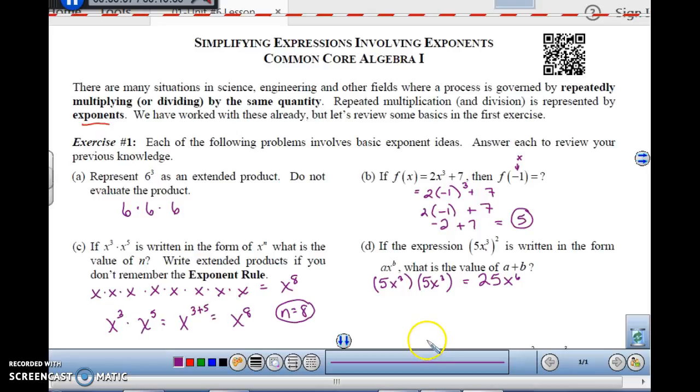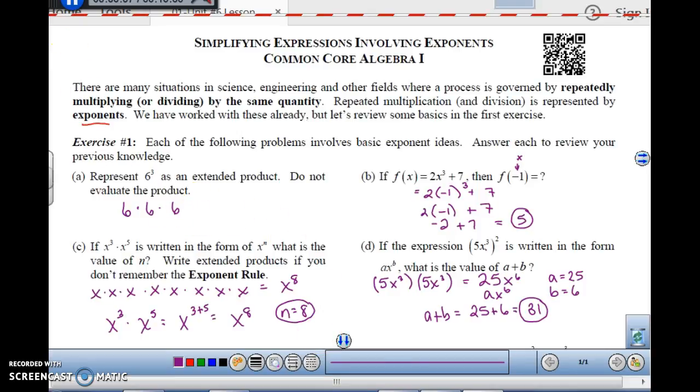Okay, so in this form, 25x to the 6th, what is the a value? Well, if I write ax to the b right underneath here, a would equal 25. And the b would equal the exponent, which is the 6. So what is a plus b? Would be 25 plus 6, which is 31. So there we go.